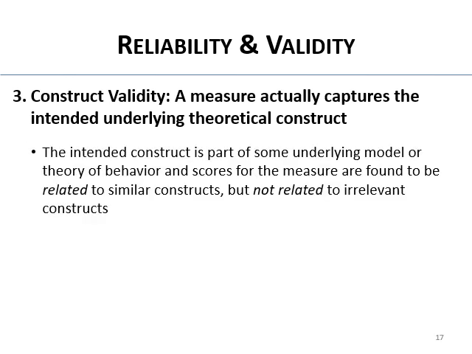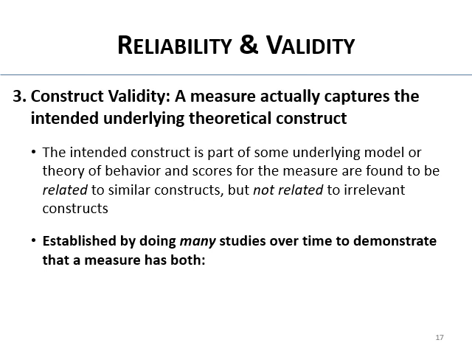This is when the intended construct is part of some sort of underlying model or theory of behavior, and scores for your measure are found to be related to similar constructs, but not related to irrelevant constructs. So it's measuring the things related that it should be, but you also show it's not related to things it shouldn't be. This is established by doing many studies over time to demonstrate that a measure has both what we call convergent validity and divergent validity.